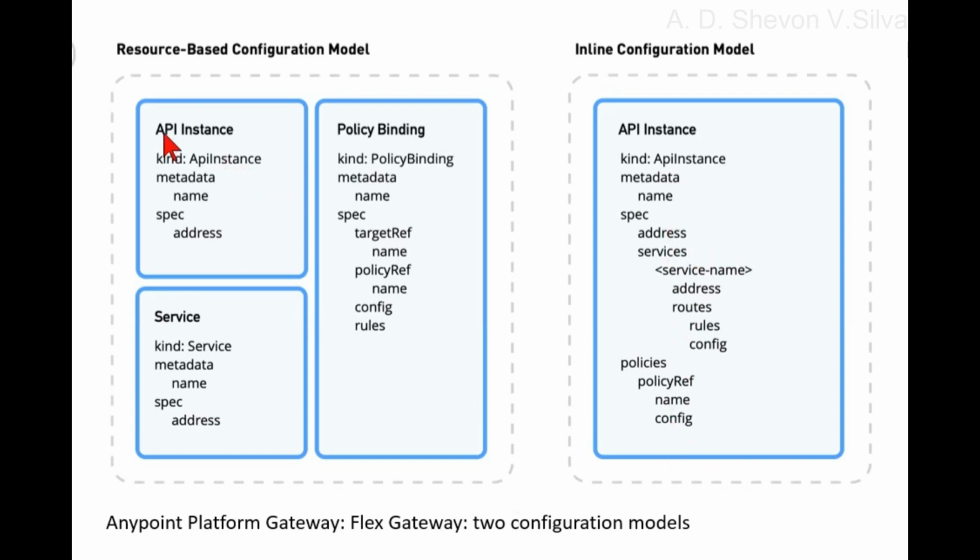Here you can see the API instance. Here you can see the resource-based configuration model. Here you can see the API instance, and here the service and policy binding are in the resource-based configuration model. Here you can see the API instance is in the inline configuration model.